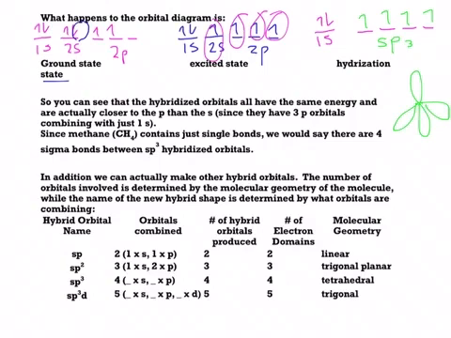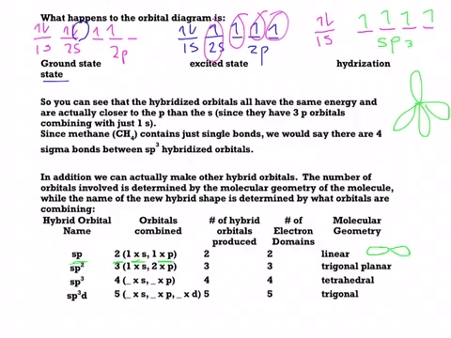So we can get any number of s, p, and d orbitals combining. The first situation we can have is what's called an sp orbital. An sp orbital is two orbitals, one s and one p orbital, combining. And what shape they make is this shape right here, aka linear.